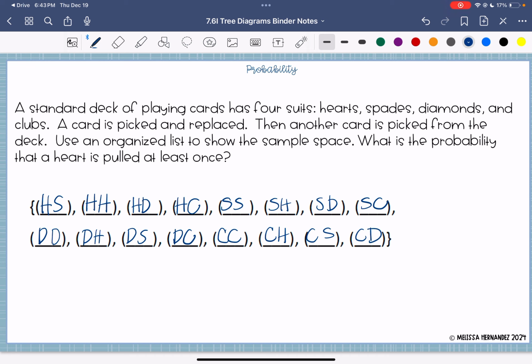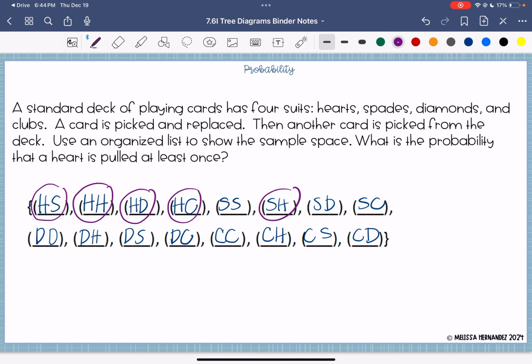So now it says, what's the probability that a heart is pulled at least once? Okay, so now we want to look for the ones that have a heart in it. Heart, heart, heart. That's all we're doing. So there are 7. And then my total is 2, 4, 6, 8, 10, okay, 16. And that's it. That's the probability that a heart is pulled at least once, 7 out of 16.